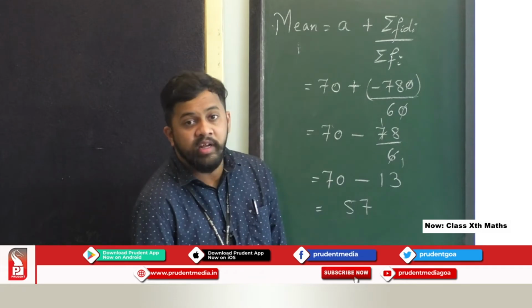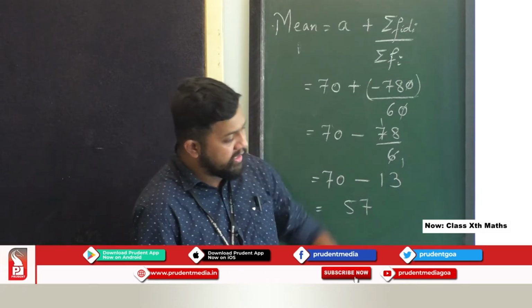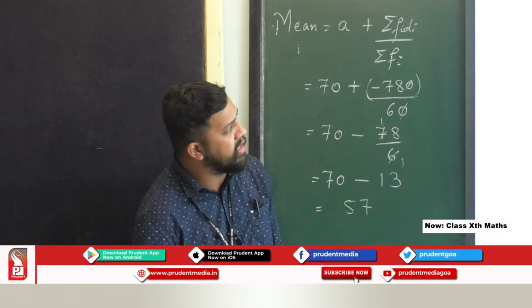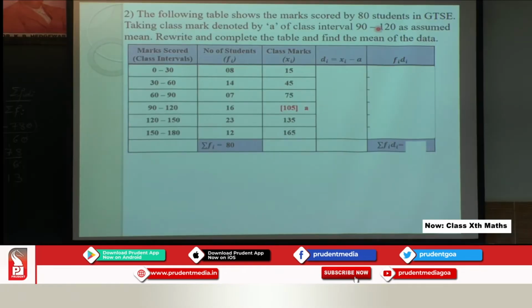Why assumed mean? It is told to you that you have to take the class from 90 to 120. You can see from 90 to 120, you have to take an assumed mean. So 90 to 120 is a class. What is the xi of 90 to 120? That is 105. So that is your assumed mean.